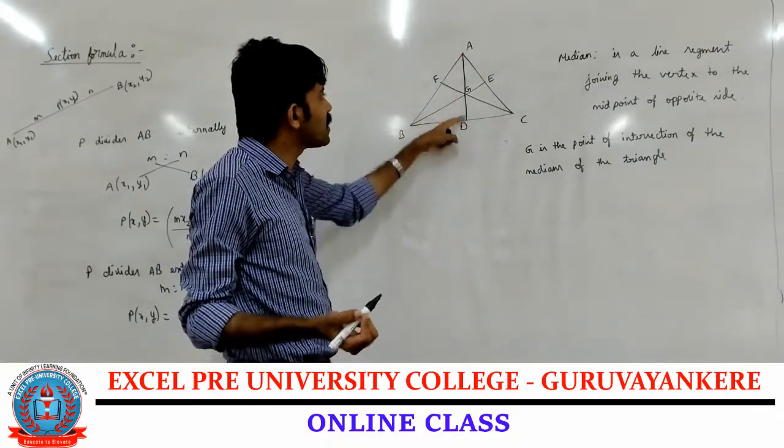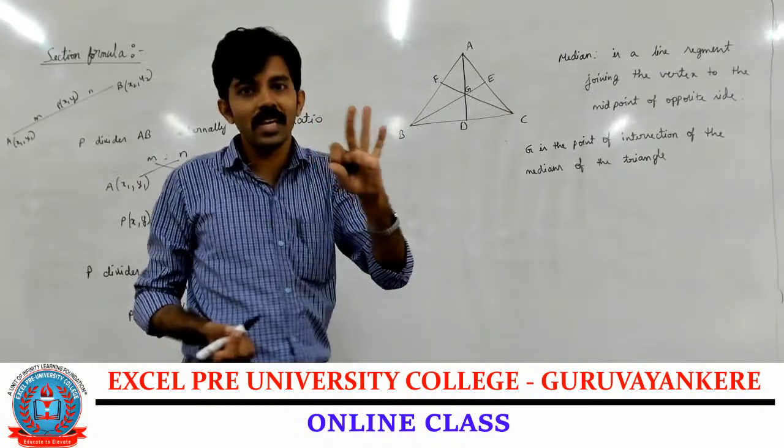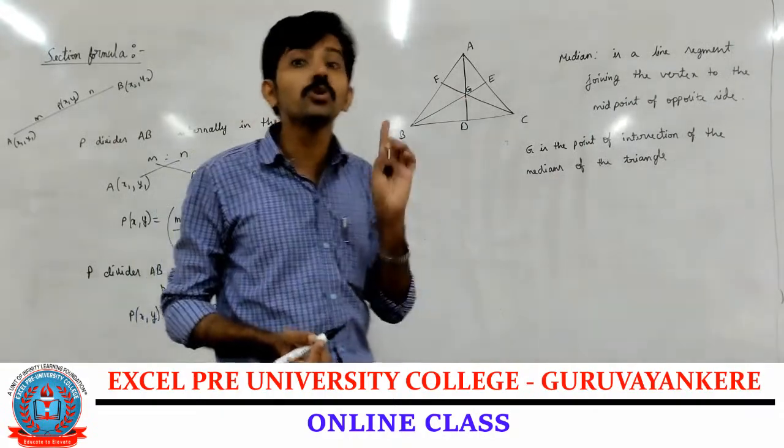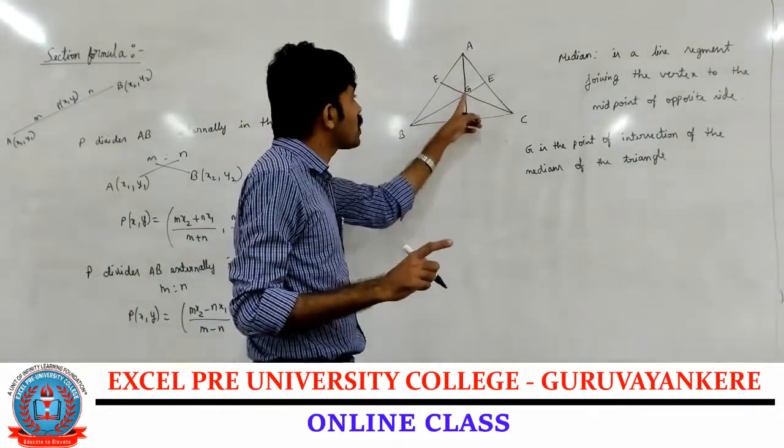Okay. AD is the median, DE is the median, CF is the median. There are three medians for a triangle. The point of intersection of the medians is called the centroid. Centroid is usually denoted by the symbol G. G stands for the centroid of the triangle.